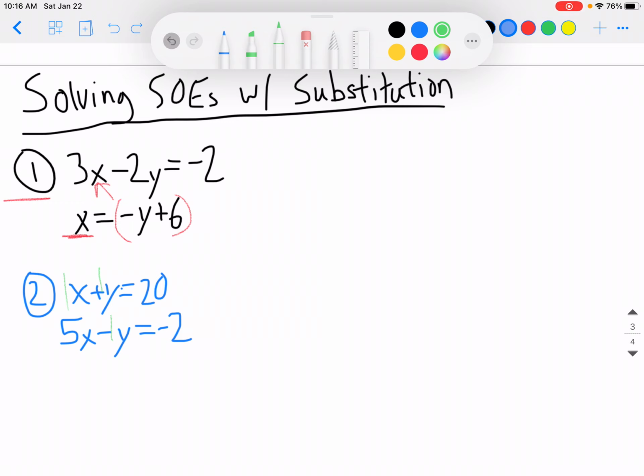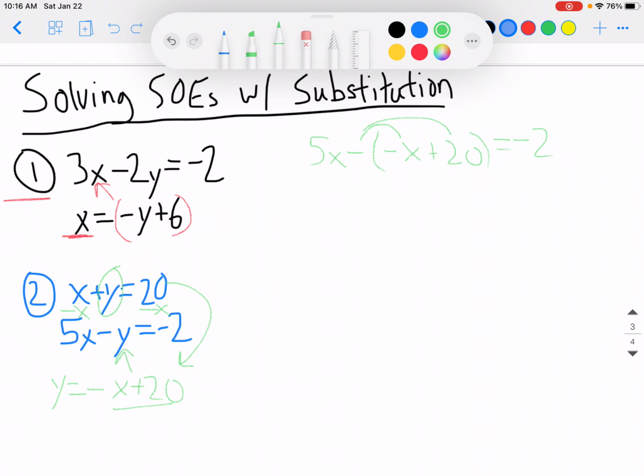What I'm going to do is solve for y in the top equation. And all I have to do for that is subtract x from both sides. As a result, my new equation is going to be y equals negative x plus 20. Now we're repeating what I did in the previous problem. I'm going to take this and plug it in there. And so if I do that, I'm going to have 5x minus, again, use your parentheses, take your time here, negative x plus 20 is equal to negative 2.